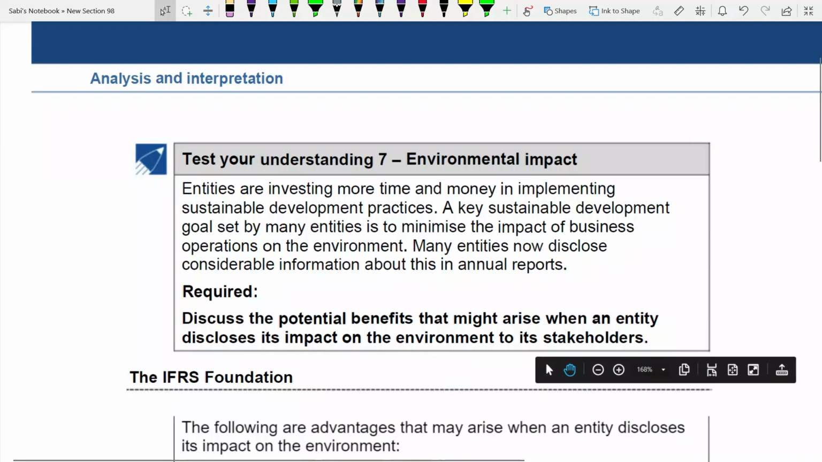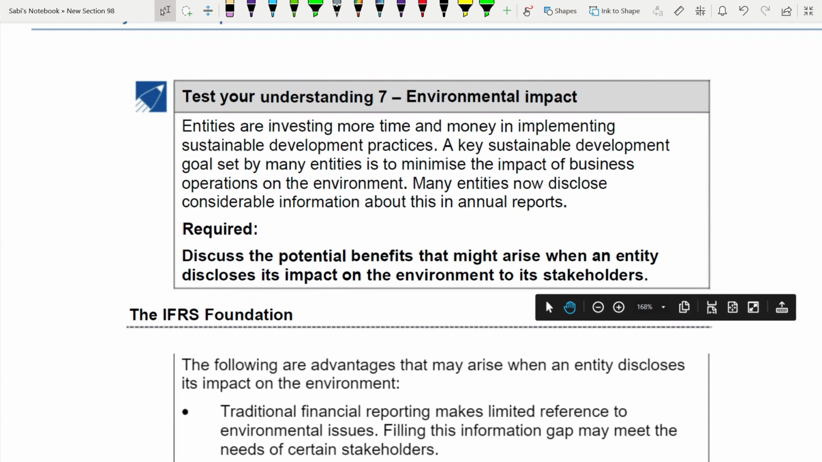Test understanding 7. This is environmental impact. Discuss the benefits that may arise when an entity discloses its impact on the environment to stakeholders. So here, what are they doing? They're investing more time and money in implementing sustainable development practice. Their goal is to minimize the impact of business on the environment. And now they're disclosing information also.